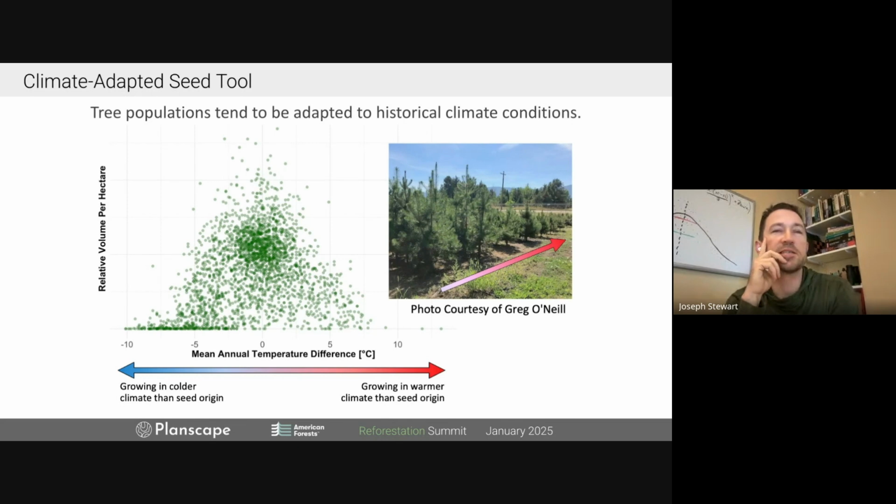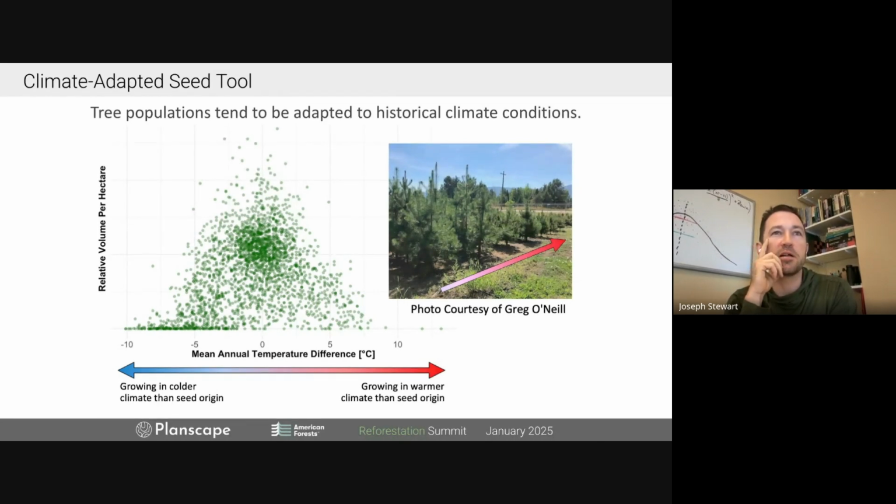On the x-axis, we see the mean annual temperature difference. That's site mean annual temperature minus seed source mean annual temperature. And what you see here is the scatter plot. Roughly what we see is about a bell-shaped curve.